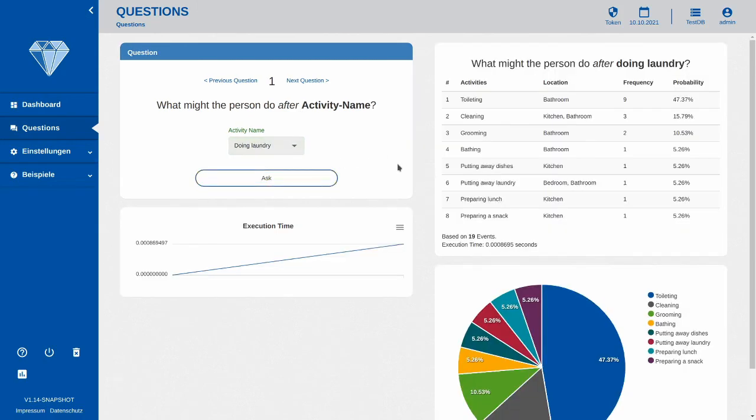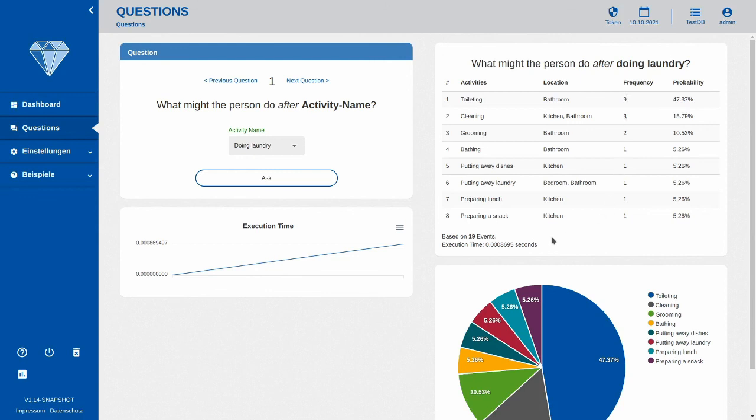Now the answer has been provided. As you can see on the right-hand side, we see the question with the replaced placeholders. Below it, we have a table providing the answer. We see that toileting is the activity that is most likely to happen after doing laundry with a probability of 47% at a frequency of 9. So it occurred 9 times in the data set.